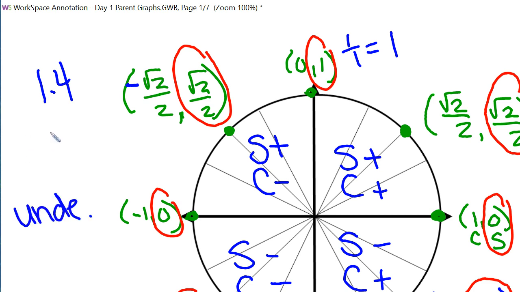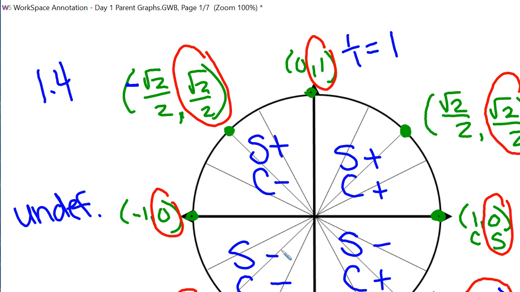This would be 1 divided by 0, which is undefined. So we'll have another vertical asymptote at pi. This would be 1 divided by negative square root of 2 over 2, which would be negative 1.4. Same thing over here. This one is also negative 1.4. And this one would be 1 divided by negative 1, which is negative 1.